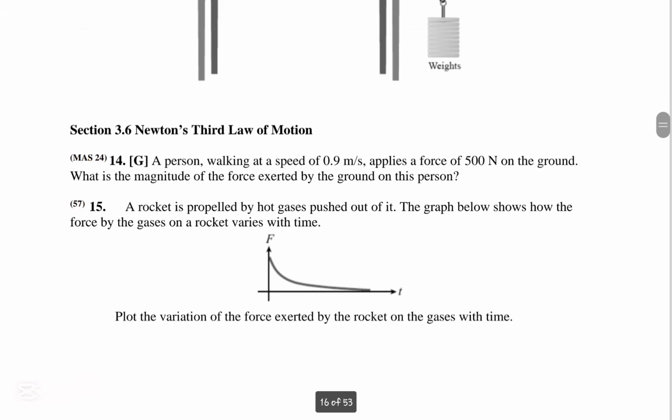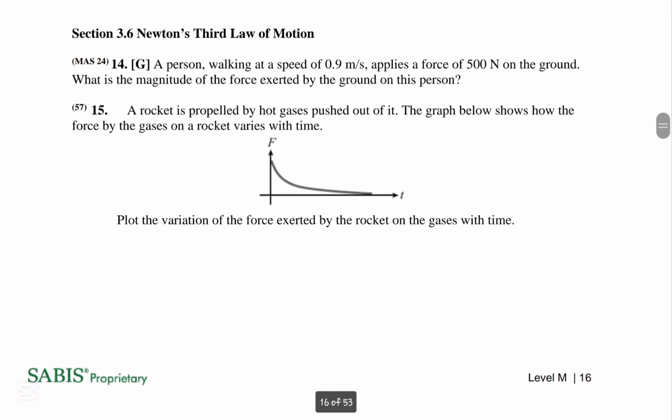We'll now move on to question 14 in section 3.6. Question number 14, what does it say? A person walking with a speed of 0.9 meter per second, so this is the initial, applies a force of 500 newtons on the ground. What is the magnitude of the force exerted by the ground on the person? Now pay attention, they want magnitude, so it would be the same exact force. Here, this is Newton's third law. For every action, there is a reaction of equal magnitude but opposite direction.